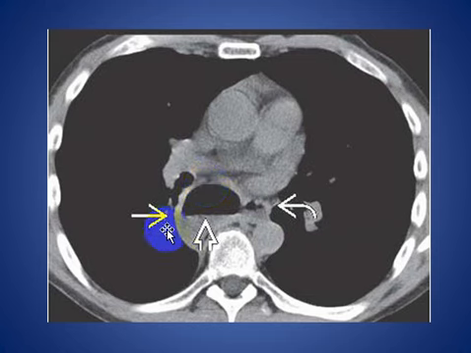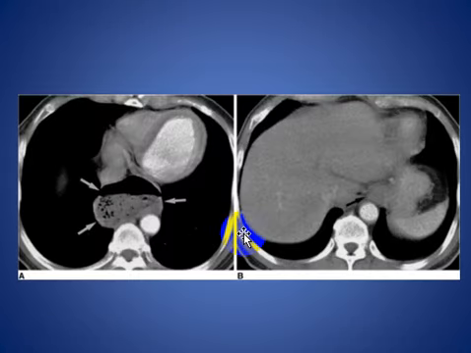Here is another diverticulum with air fluid level in the esophagus, consistent with bulging esophageal diverticulum. Here is another patient with epiphrenic esophageal diverticulum with air fluid level, and here this is the gastroesophageal junction. It is normal.